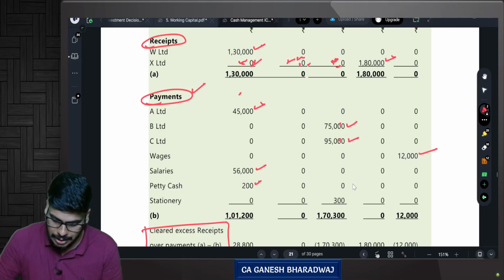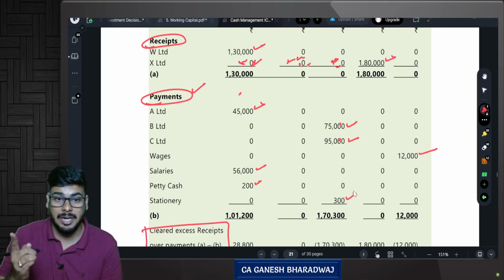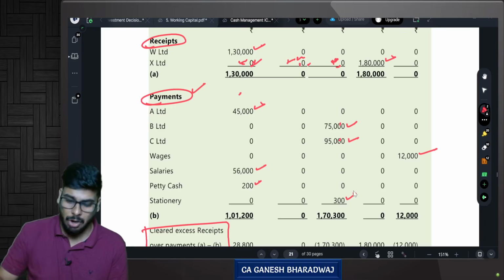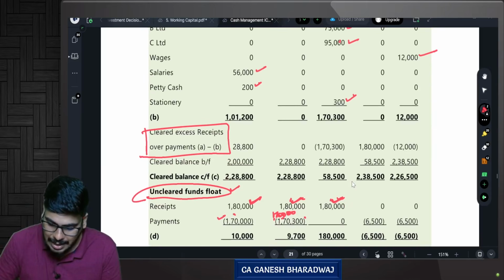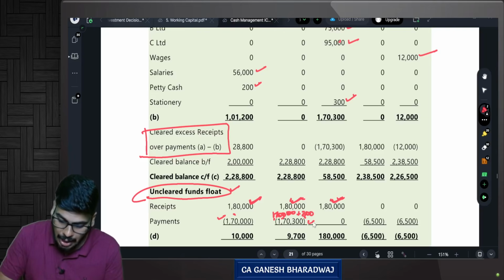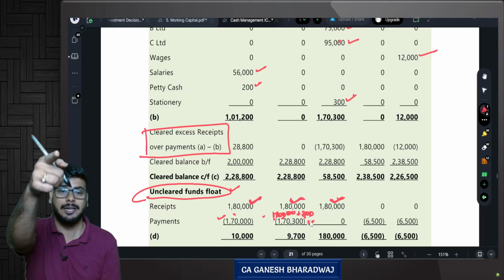So what happens? On 9th of August, there is a payment of 300. But wait, this payment was initiated on 8th. So on 8th, it remains to be what? It remains to be uncleared payment. That is why here the total uncleared payment is 1,70,000 plus 300. Are you clear with this?